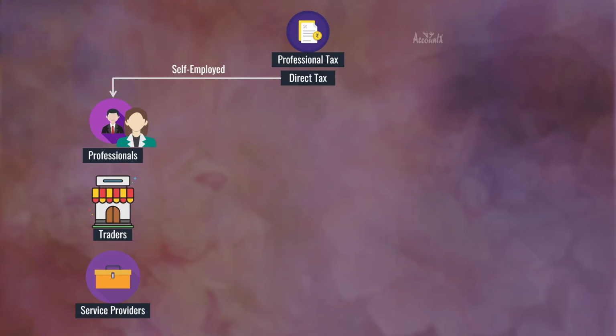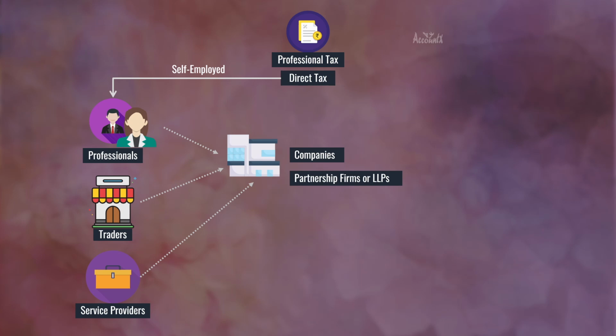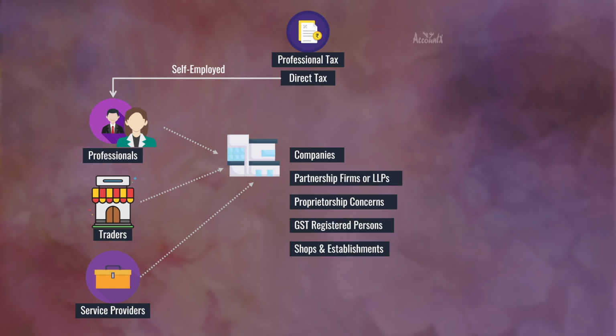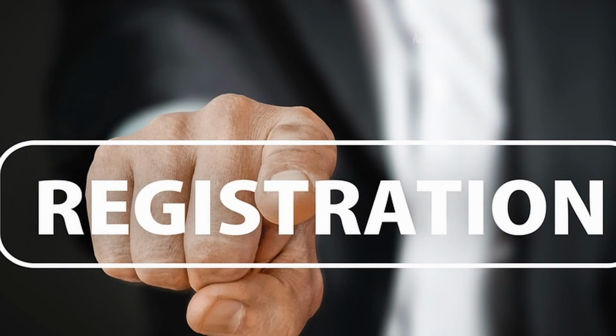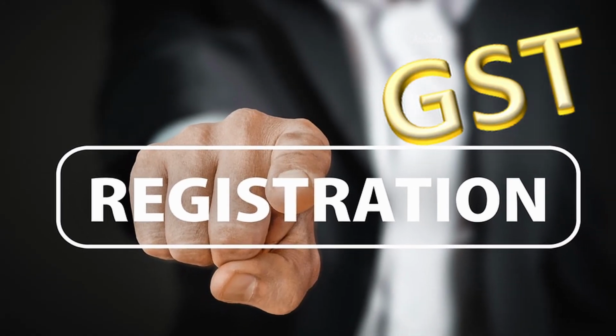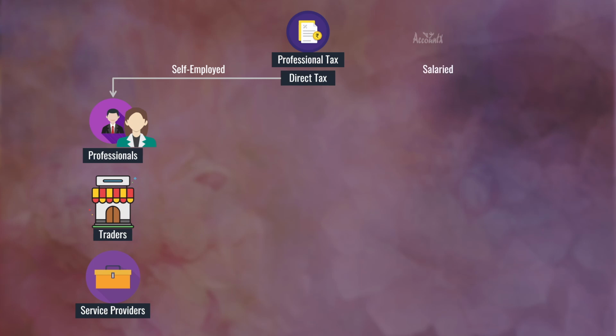This self-employed persons category can also include companies, that is private and public limited companies, partnership firms or LLPs, proprietorship concerns, GST registered persons, shops and establishments having more than 5 employees, cooperative societies, chit funds or money lenders and so on, irrespective of the nature of profession or business. For instance, if you are a GST registered person, you have to pay PT irrespective of the nature of your profession or business. The second category is salaried persons.